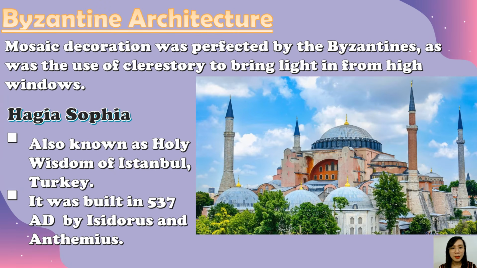Next period is the Byzantine era. During this time, mosaic decoration was perfected by the Byzantines, as was the use of clerestory to bring light in from high windows. One of the most famous works in this period is the Hagia Sophia, also known as Holy Wisdom of Istanbul, Turkey. It was built in 537 AD by Isidorus and Anthemius.